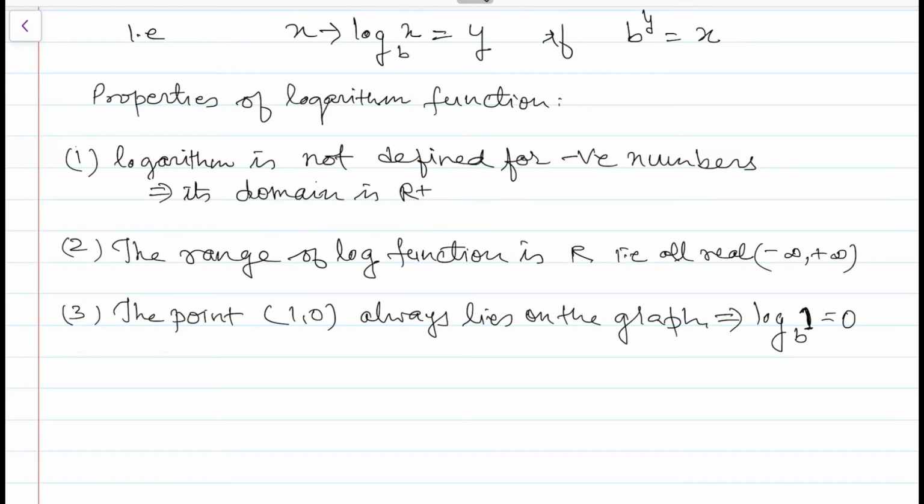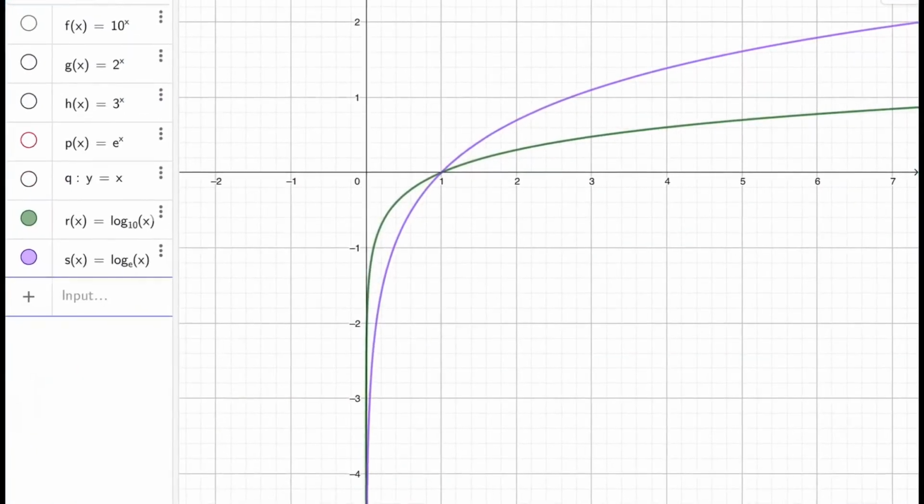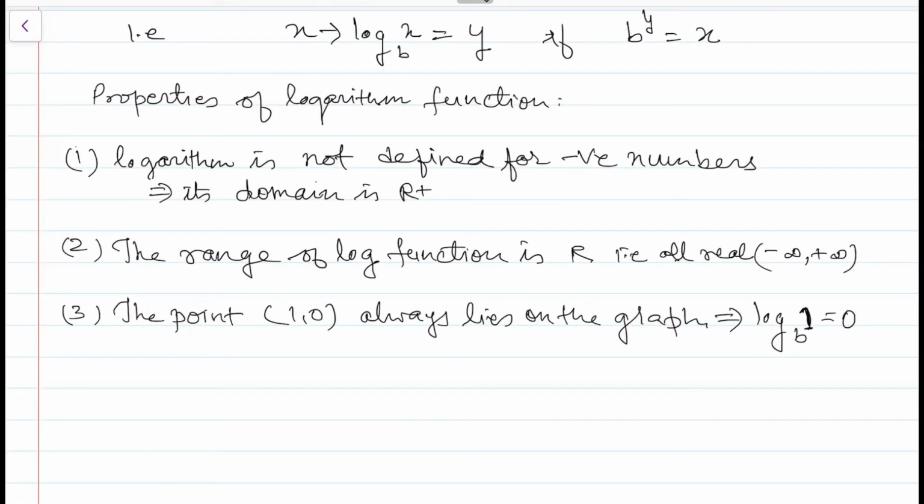Number 2, the range of log function is R. It means that the value of the log function can take any real value from negative infinity to positive infinity. Number 3, most important, the point (1, 0) always lies on the graph. See the graph? The point (1, 0) always lies on the graph. It means that log 1 to the base b is equal to 0 no matter what is the value of b greater than 1. Now we'll discuss some more properties of log functions.